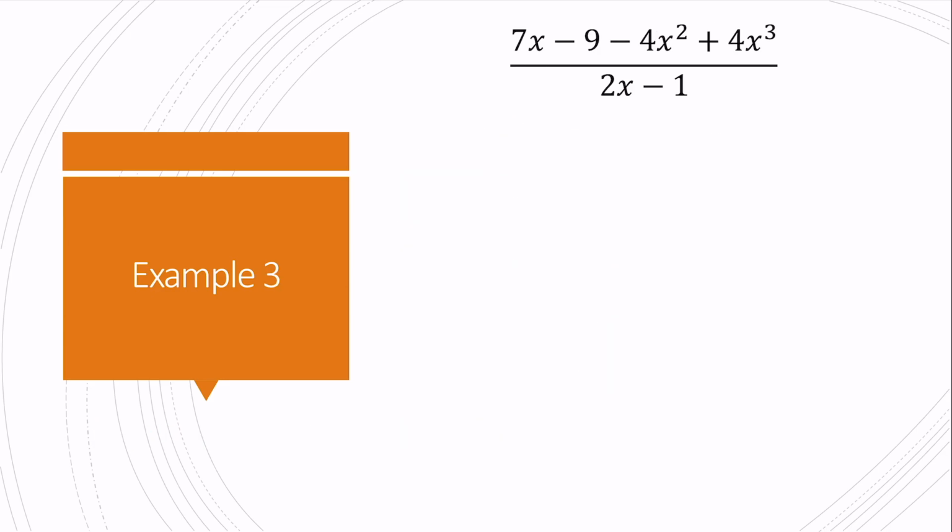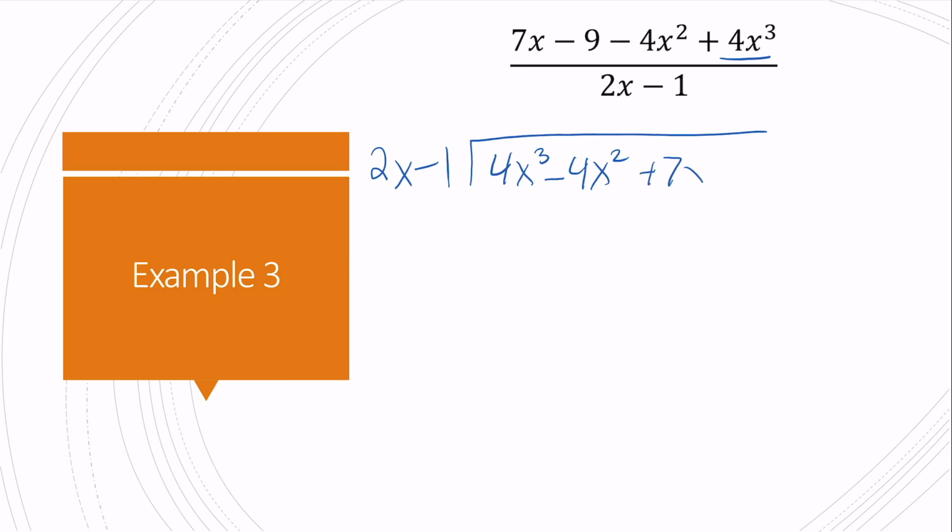In example 3, I have 7x minus 9 minus 4x squared plus 4x cubed over 2x minus 1. And my first gut instinct should be, okay, these are not in the correct order. I need to put them right. So I've got 4x cubed minus 4x squared plus 7x minus 9. So this one's going to have another round of steps, because instead of a degree 2 polynomial, like our first two examples were, this is a degree 3 polynomial.